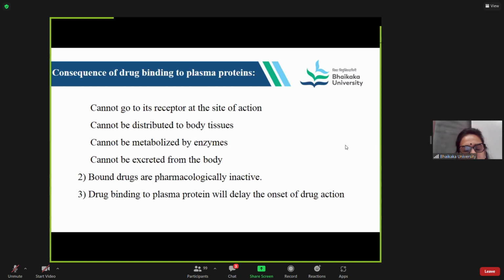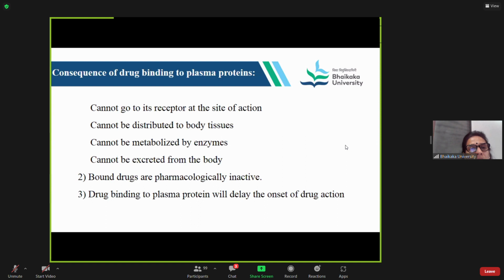It is obvious. It cannot distribute to the body tissue wherever it has to be stored because it is bound. It cannot be metabolized, it cannot be excreted. So what are the consequences of drug binding? The drug will not enter the site of action, and it will not go to the next process, that is elimination. So that is the first consequence of binding. The second is that all bound drug, whenever in a bound form, is pharmacologically inactive.